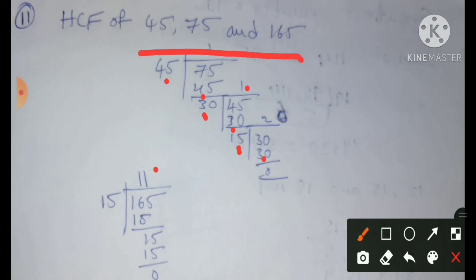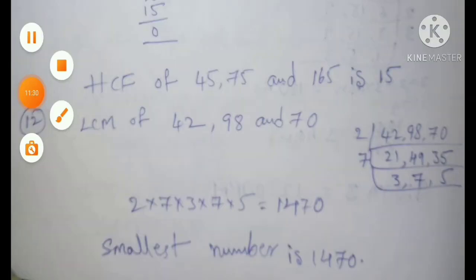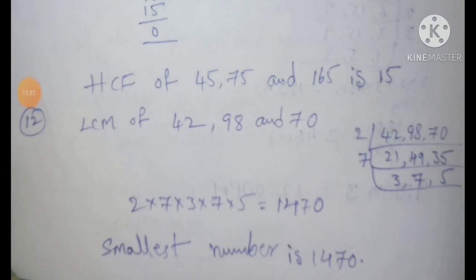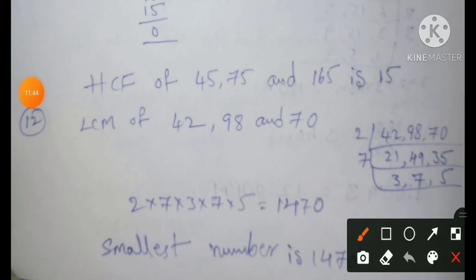The answer. Next, find the smallest number divisible by 42, 98 and 70. Smallest in the sense we need to find the LCM. So LCM of 42, 98 and 70 is 2 21s are 42, 2 49s are 98, 2 35s are 70. So 7 3s, 7 7s, 7 5s. So 2 into 7 into 3 into 7 into 5 is nothing but 1470. So smallest number is 1470.